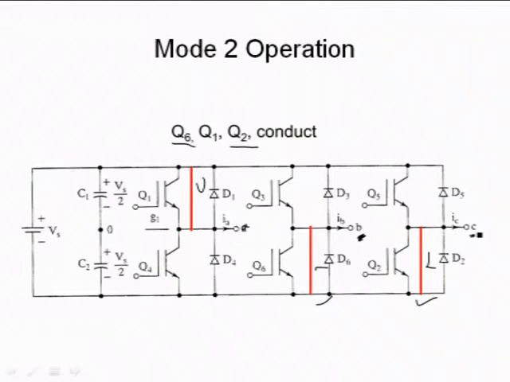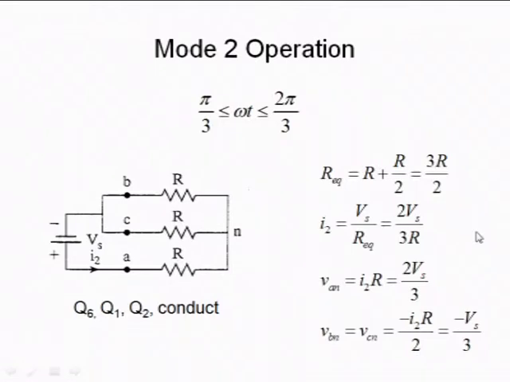We will see the equivalent circuit. Mode 2 operation. It is from 60 degree to 120 degree. So, the duration is now 60 degree to 120 degree. See now B and C, they are connected to negative. Negative power supply means B and C are in the lower group. Lower group means even number, which ones? Q6, Q2.